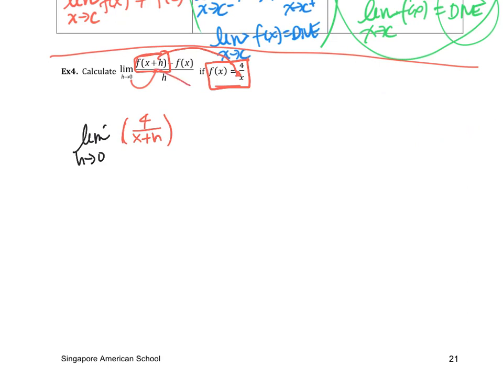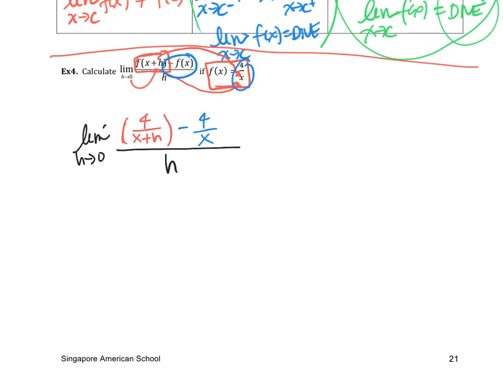Right, I substituted in x plus h into x. Then I'm subtracting f of x. Well, f of x is just 4 over x. I'm putting that whole thing over h. Right, so that's step number 1. The limit as h approaches 0. I've just substituted in x plus h and then left the f of x and put that in there.